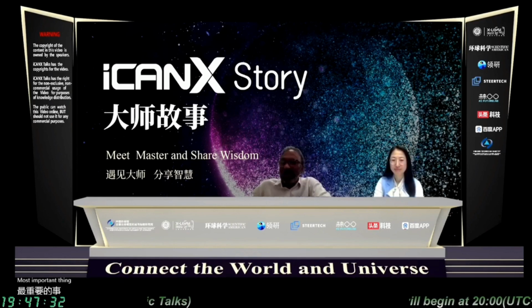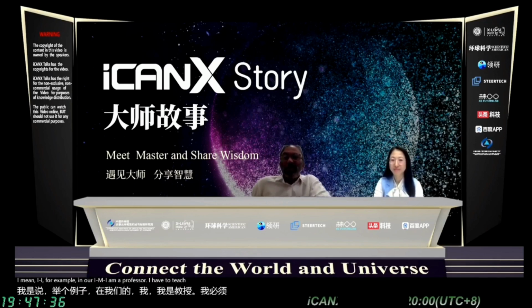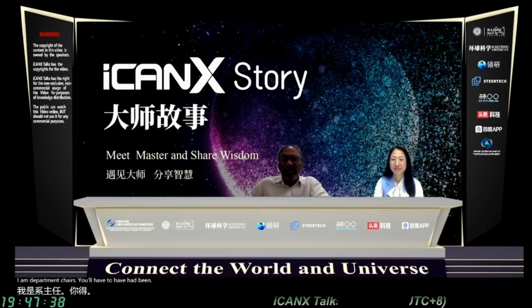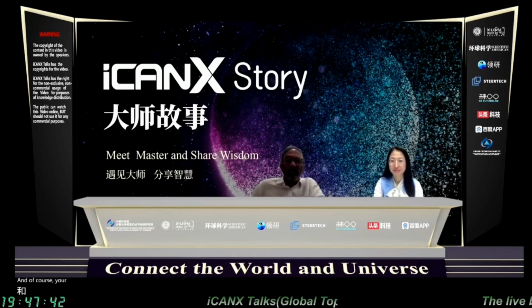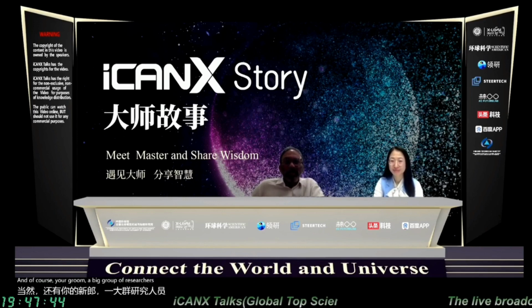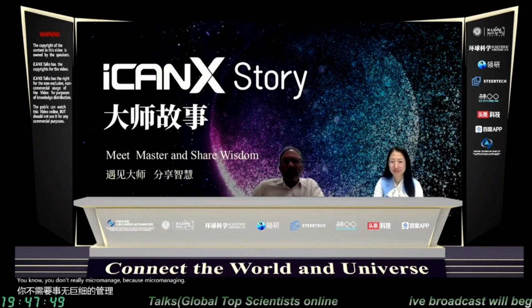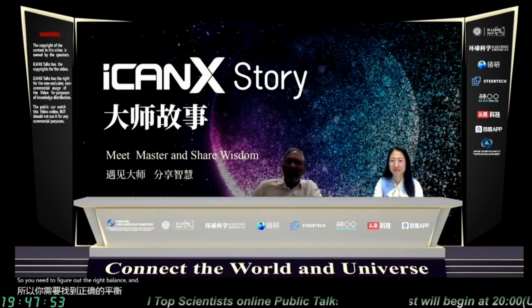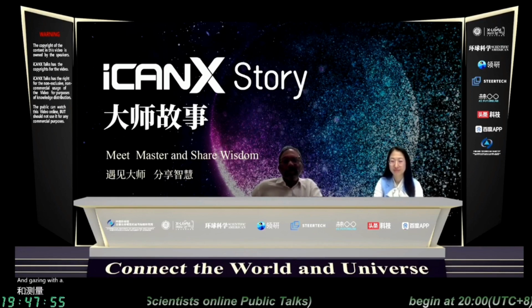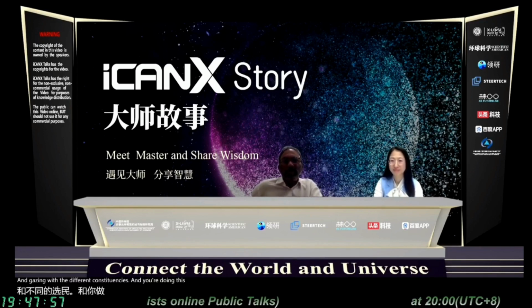For example, I'm a professor, so I have to teach. I am a department chair, so I have administrative duties for the department. And of course, you have to run a big group of researchers. So you don't really micromanage, because micromanaging would take all your time. You need to figure out the right balance in terms of engaging with the different constituencies when you're doing these multiple tasks.